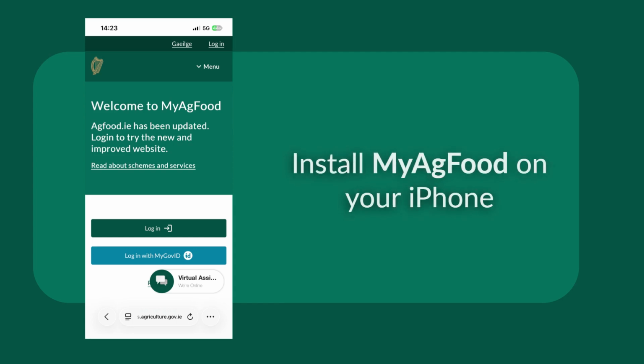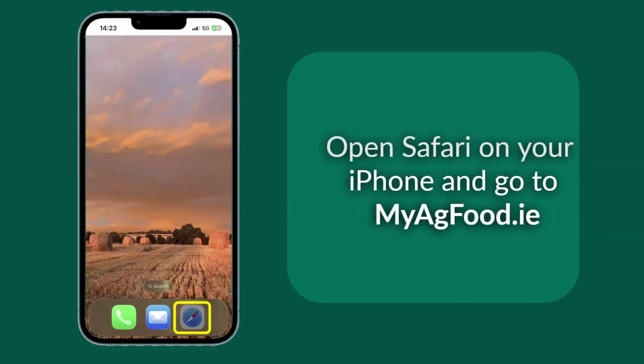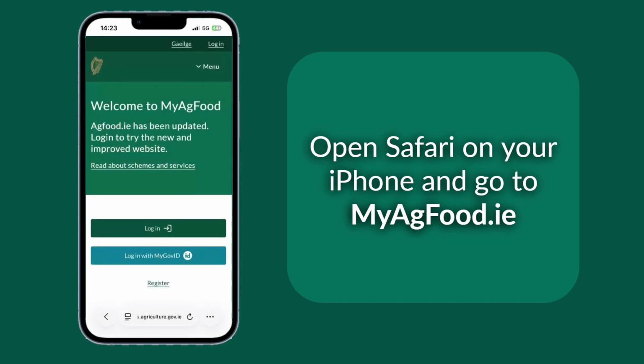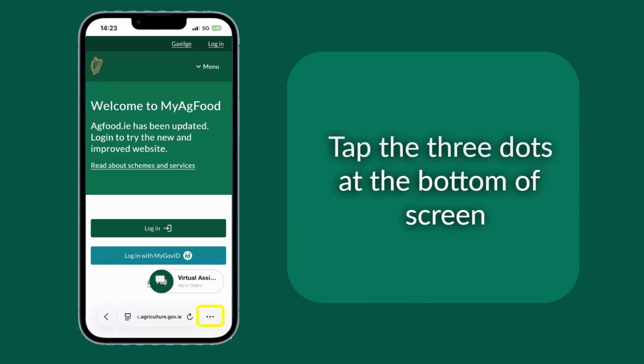Welcome to MyAgFood. Installing MyAgFood on your iPhone gives you quick access to your applications, inspections, and apartment services directly from your home screen. Open Safari and go to MyAgFood.ie.